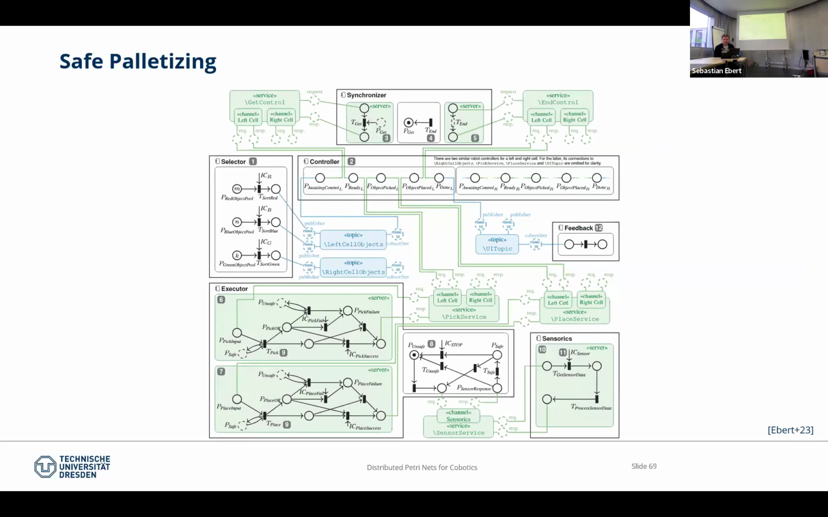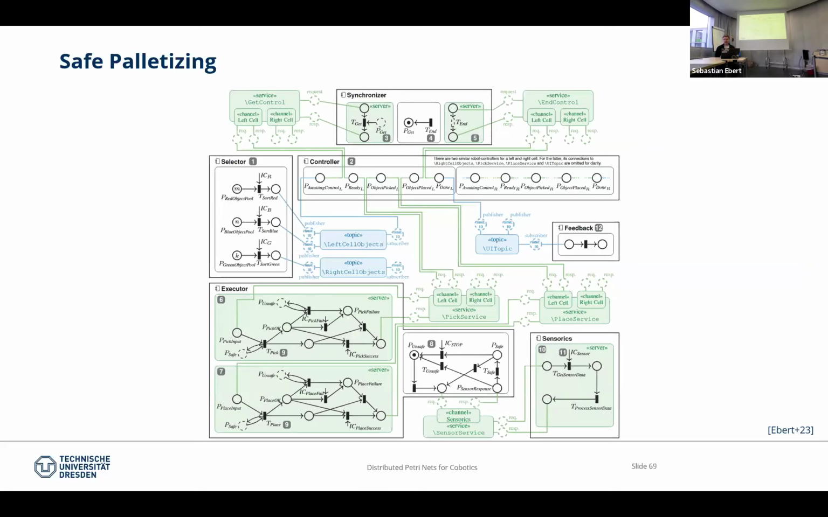And that's already the reduced model. But what we see here in the end are basically the same components. On the left bottom side, the executor with our low-level picking and placing, a safety model on the right side, on top a synchronizing component, on the left top side a selecting component, and a central workflow on the top center part.